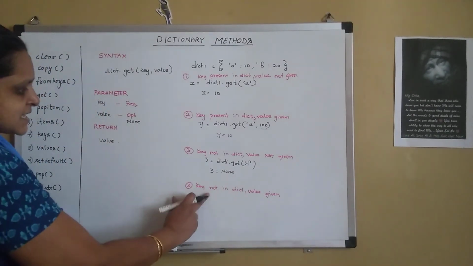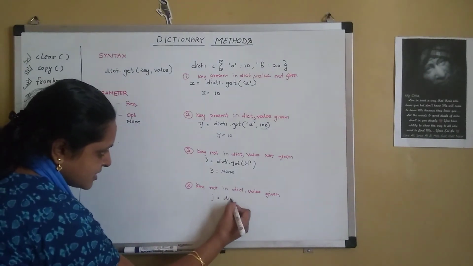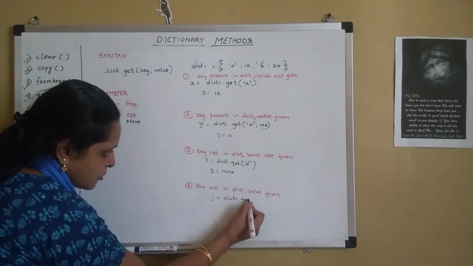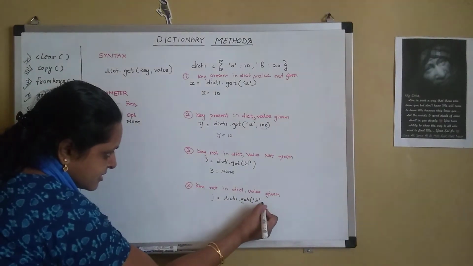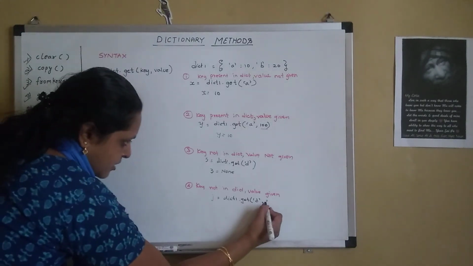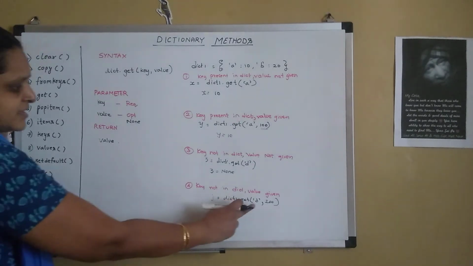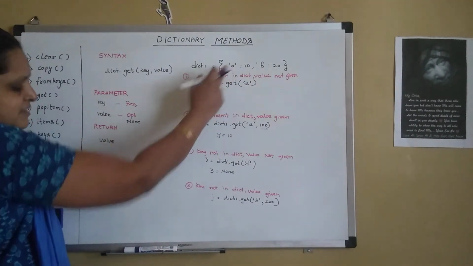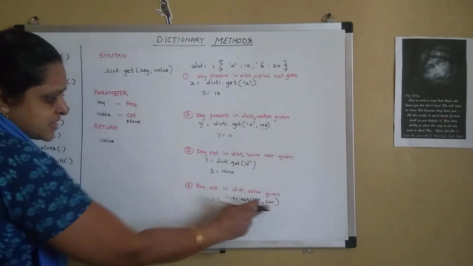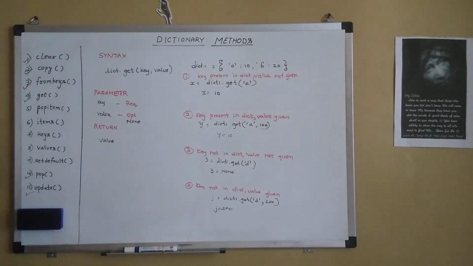Now in the fourth case, key not in dictionary, value given. Say j equal to dict1.get D and then I give the value 200. In this particular case, D is not present in the dictionary and its value 200 has been given. So j will have the value 200. These are the four scenarios which we have to remember for the get function.